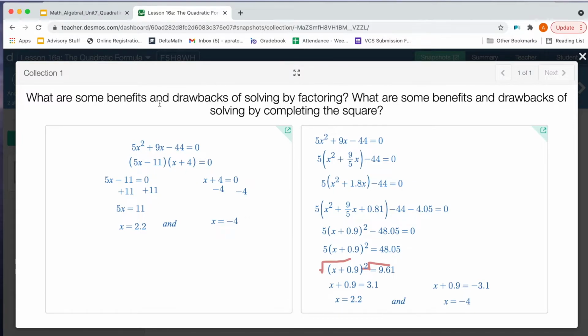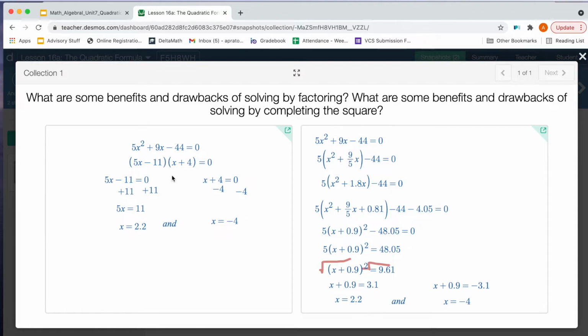So in this one specifically, factoring is going to be a lot simpler. It takes less steps. There aren't as many decimals or fractions involved. You only get a decimal at the end. But a drawback by solving by factoring is you are going to have to do a lot of guess and checking to determine what the two factors are.